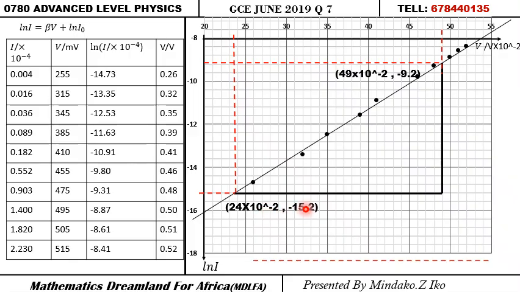Then similarly, I will do the same here: 49 times 10 to the minus 2, comma, negative 9.2. So that is it. I hope it is clear.